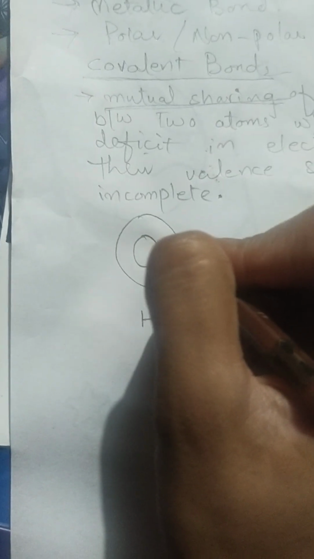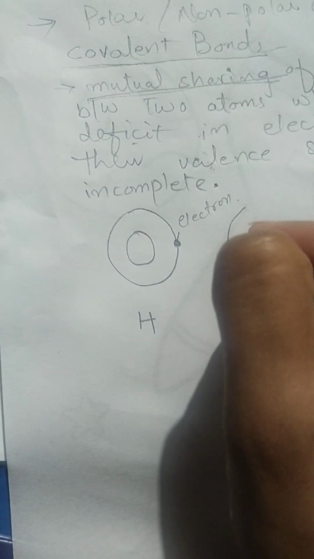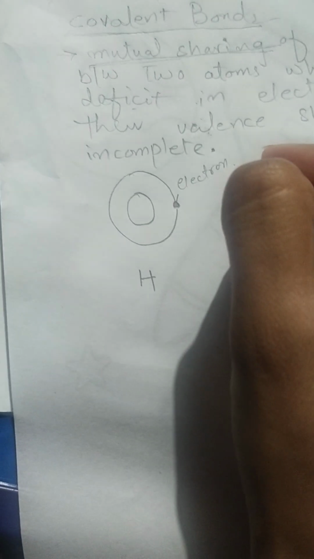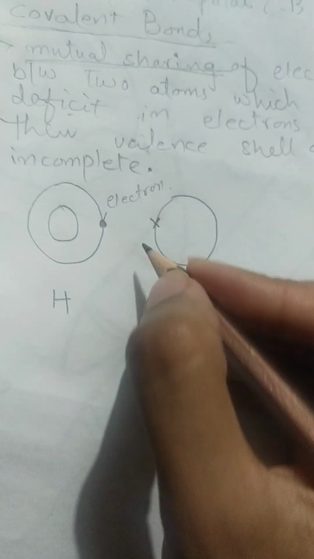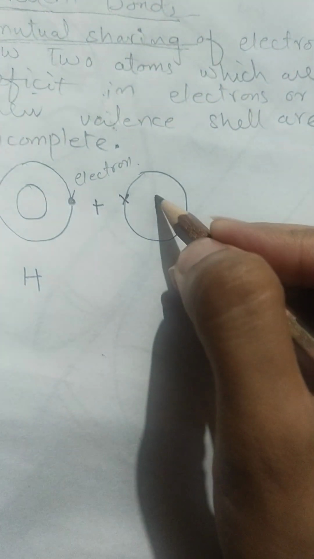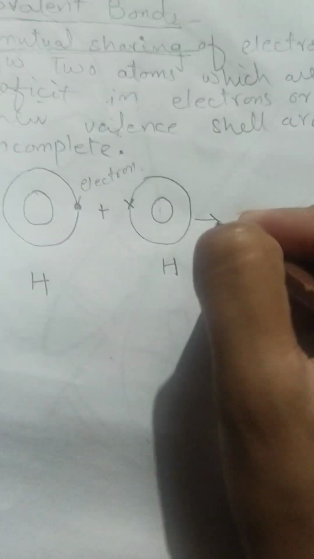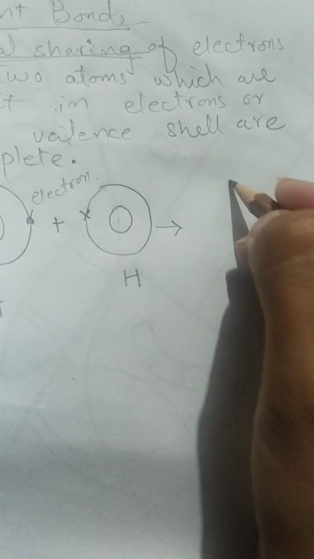Valence shell means, we take the example of hydrogen. Hydrogen, as we know, has only one electron in its valence shell, and it wants to become stable and attain the electronic configuration of the nearby noble gas by completing its duplet. Now what they do, they share their valence electrons.